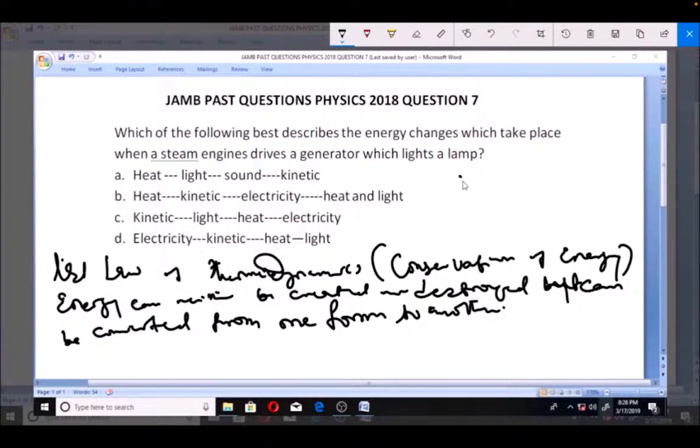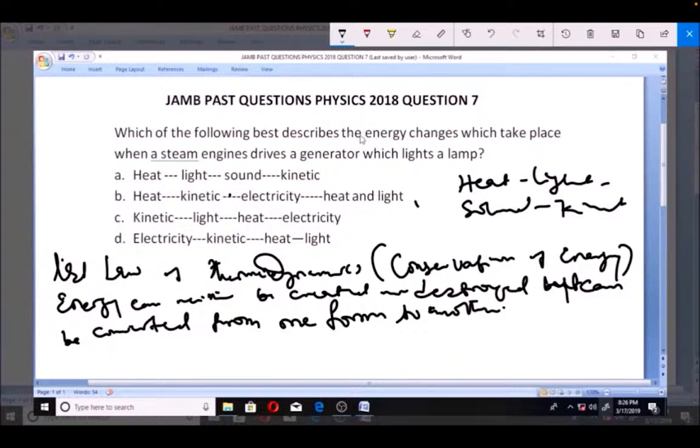Energy can move from being in the form of heat to light, or to sound, or to kinetic, or to any of these forms here. So energy can actually move from one form to another form. But in this situation, what is the movement of the energy? Now let's look at the problem in particular.